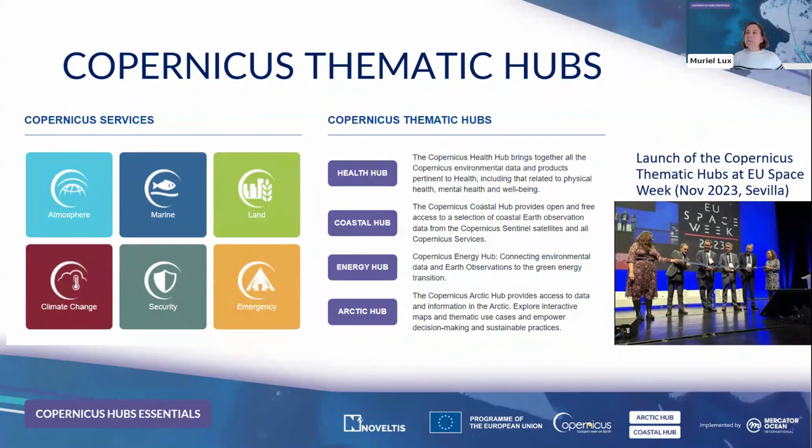The development of these thematic hubs is made through the contribution of the different Copernicus services, the 6 of them: the atmosphere service, the marine service, us, the land service, the climate change service, the security service, and the emergency service.